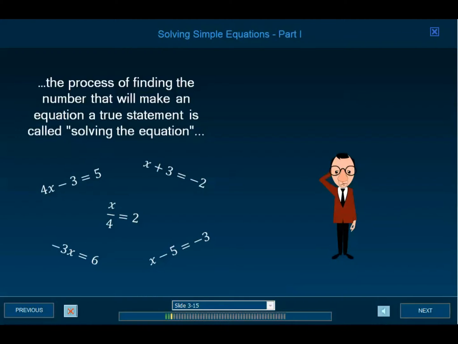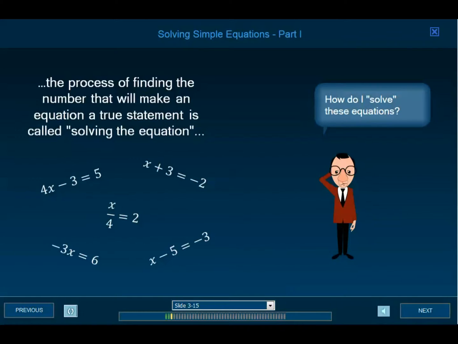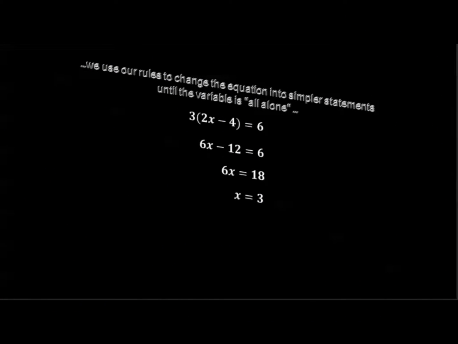The process of finding the number that will make an open equality statement a true statement is called solving the equation. The number that makes the statement a true statement is called the solution. This is an example of the solution of an equation.